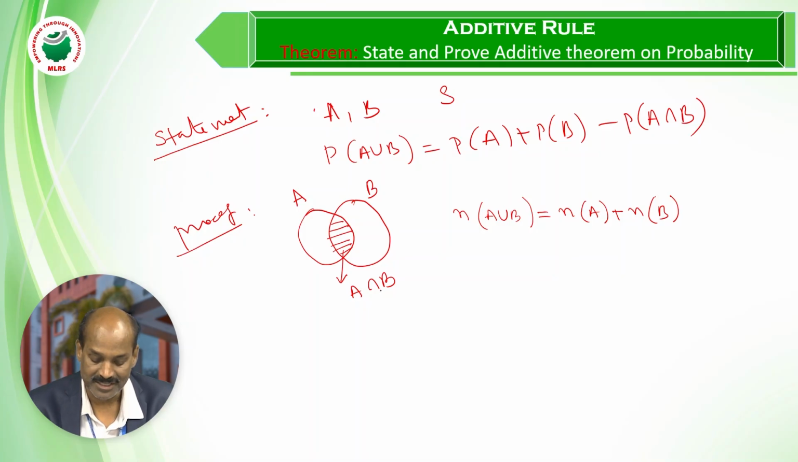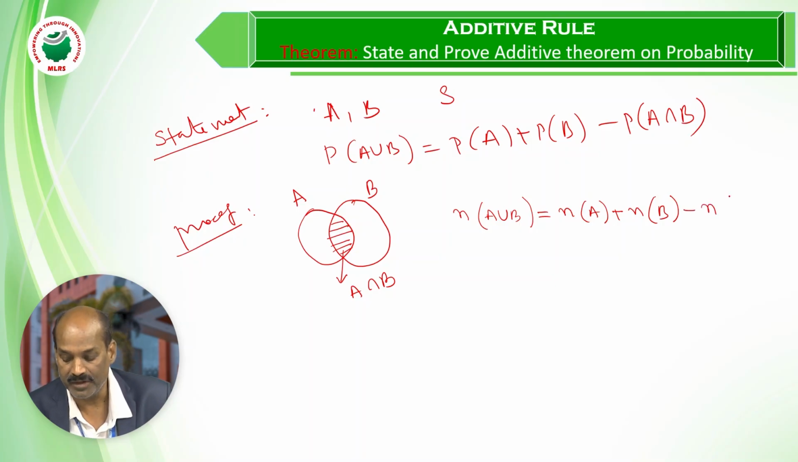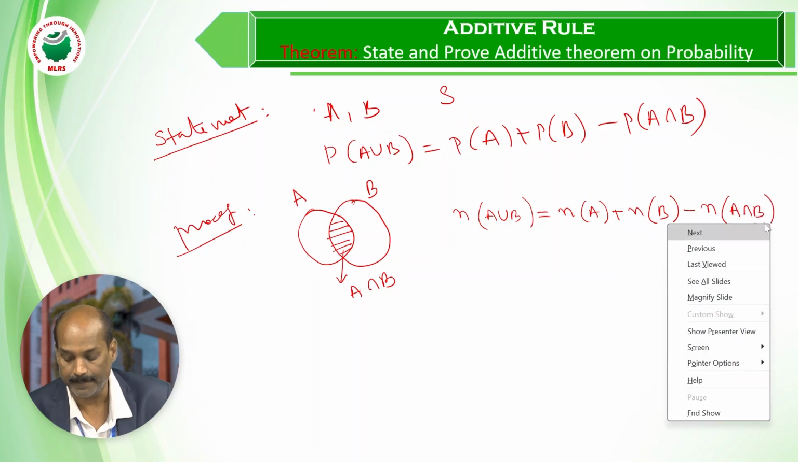So here what happened? The number of elements in A is one set and the number of elements in B again. So here A intersection B is repeating two times. That's why I will subtract the number of elements in A intersection B one time. So the number of elements in A plus the number of elements in B, and I subtracted one A intersection B. Then finally I will get A union B. This is a very, very important step I have written from the Venn diagram.